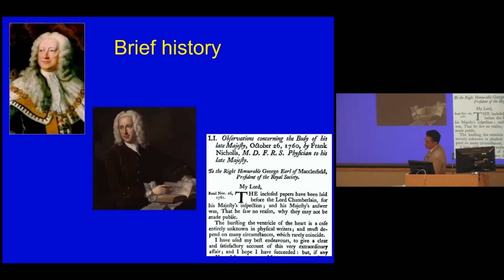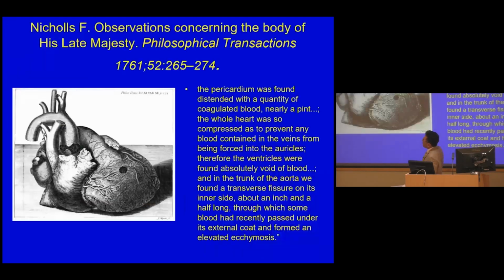I think one of the earliest descriptions of aortic dissection was done by Frank Nicholls, who was the physician to King George II. Apparently, he collapsed while on the commode. He was straining and basically died. And this is the earliest description of an aortic dissection.